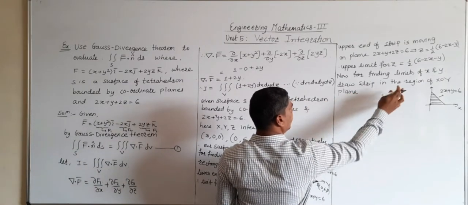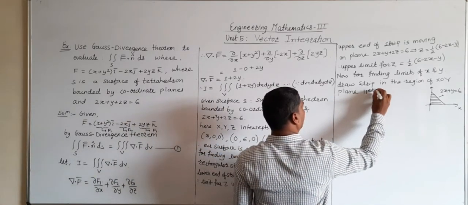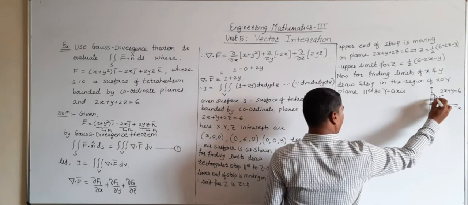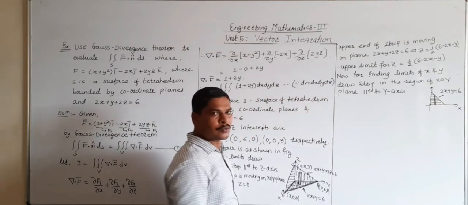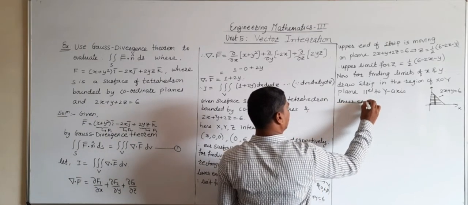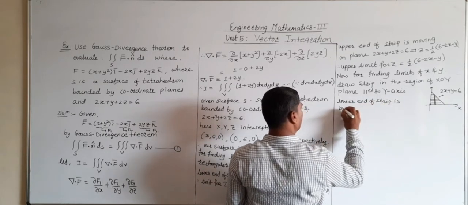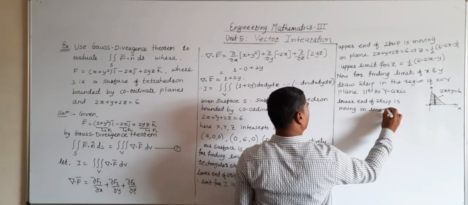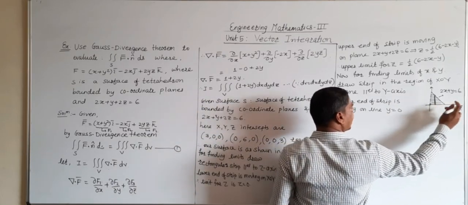So draw a strip in the region of the xy plane parallel to the y-axis. Suppose this is our strip parallel to the y-axis. The lower end of the strip is moving on the line y is equal to 0. So this is the lower end, which is moving on the x-axis.